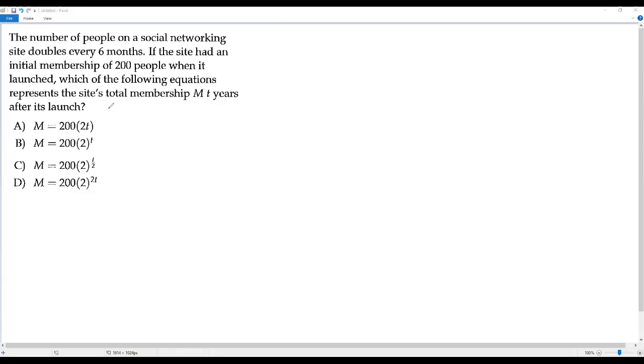Okay, so here we have the doubling time concept. Whenever the given population doubles in a particular time period, there is a formula for that. First let me write the formula, that is y equals a times 2 to the power of t over d. Now let me explain the components of this formula.